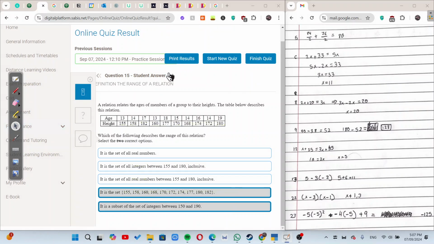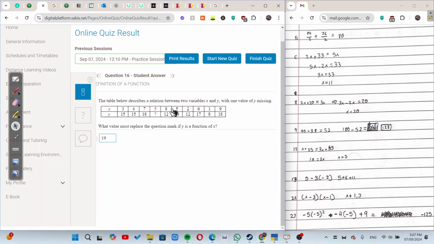Now moving on to the next question. What value must replace the question mark if y is a function? We know that each x has its unique y. So you can't have the number 3, let's say, having a different value than 15. If you look closely here, there are two 5s. If one 5 has the value of 19, then the other 5 also has to carry the value of 19. So the answer here is 19.